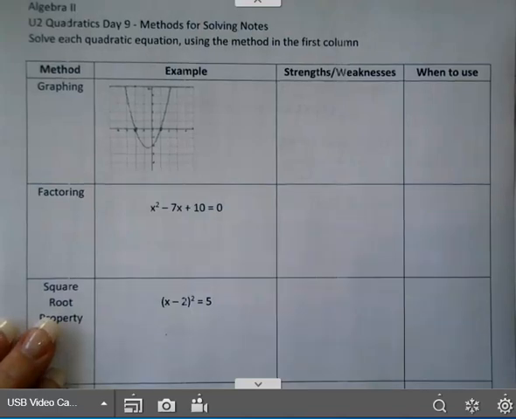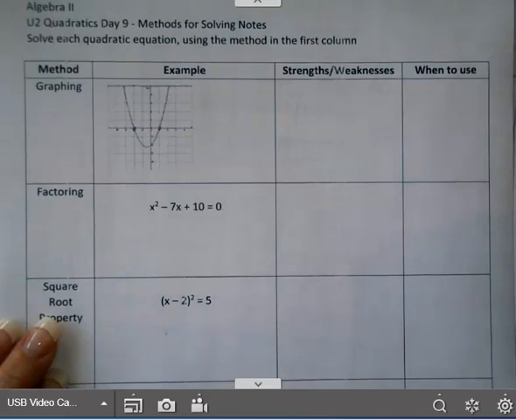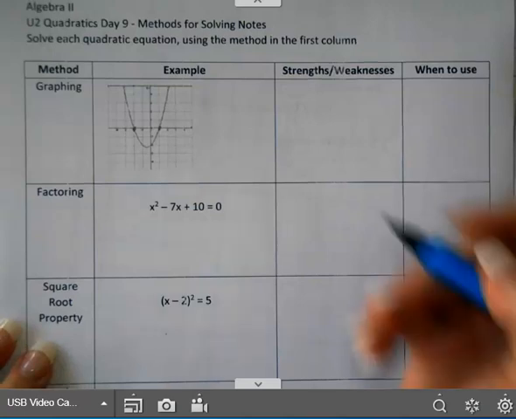We've been looking at several methods for solving quadratics. Today I want to talk about when to use which method. So sometimes one method is a better choice than another.